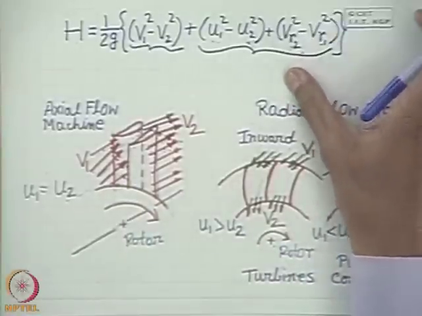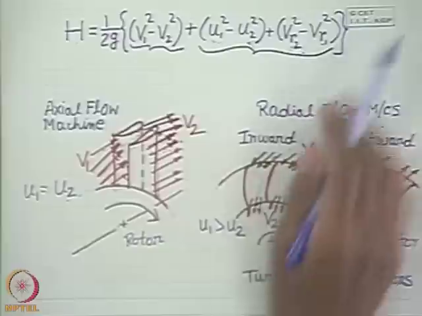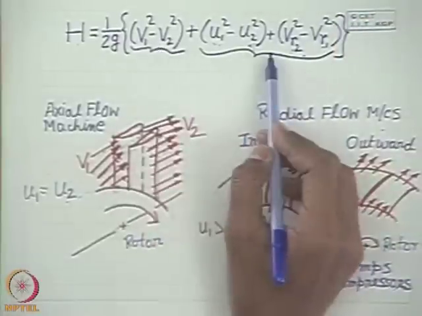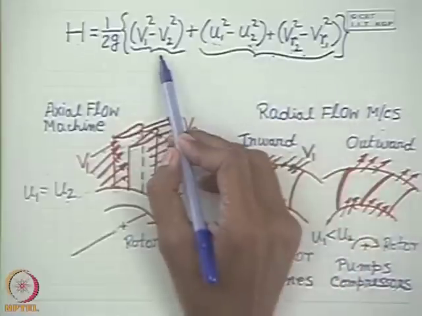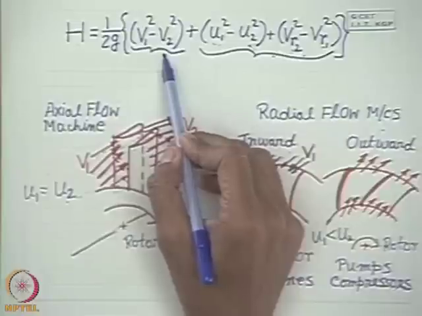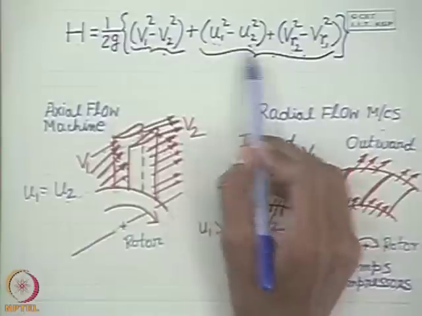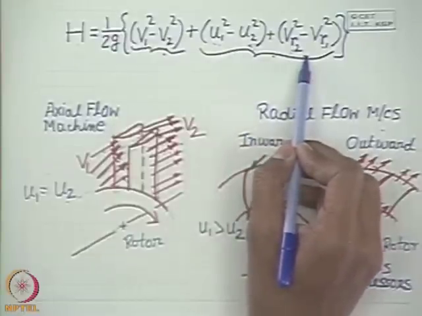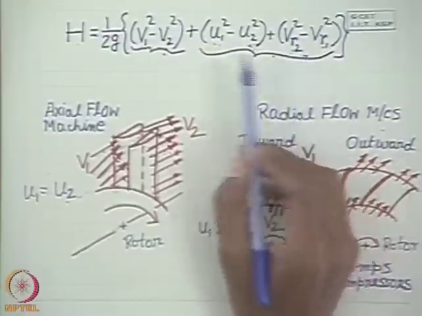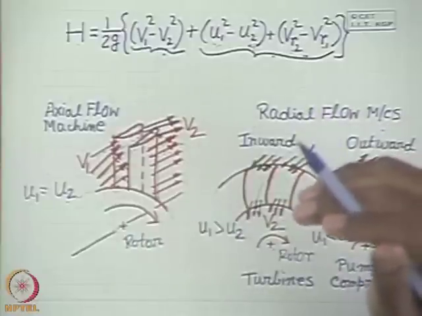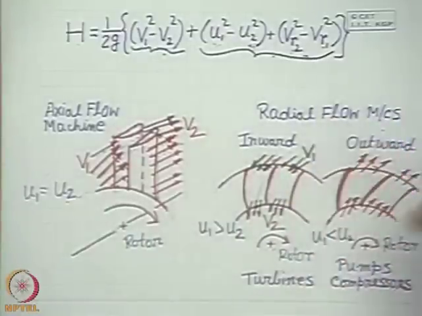After this, I now come to the definition of impulse and reaction machines. Now, if we look at this equation again, we see that there is a distinct difference between the first term and the other two terms, which we have discussed. The first term is known as the change in the dynamic head, that means the change due to the absolute velocity. And these two terms represent the change in the static head, that means the change in the pressure head. One is due to the change in the radial position, and another is due to the change in the pressure.